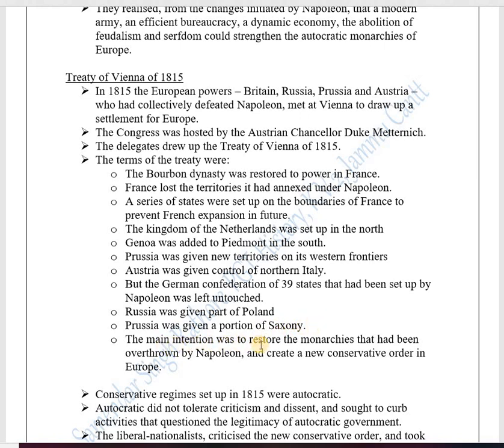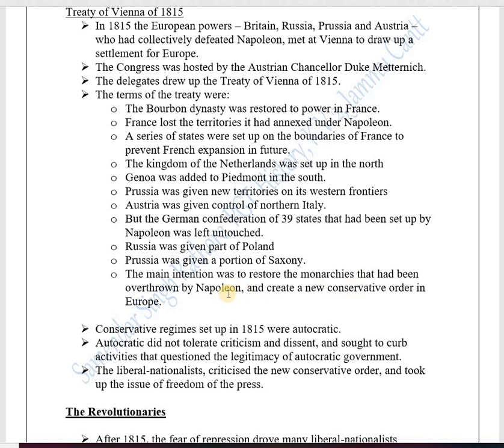The main intention was to restore the monarchies that had been overthrown by Napoleon and create a new conservative order in Europe. So that means they did not want the liberalism idea to spread. They wanted a monarchical form of government everywhere in Europe, and there should be no nation building. Conservative regimes set up in 1815 were autocratic. That is, they were not having any restrictions. It was absolute. Autocratic regimes did not tolerate criticism and dissent and sought to curb activities that questioned the legitimacy of autocratic government.